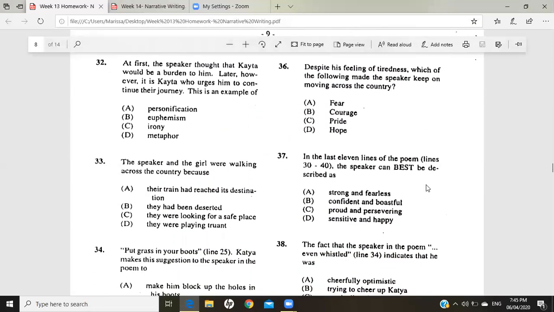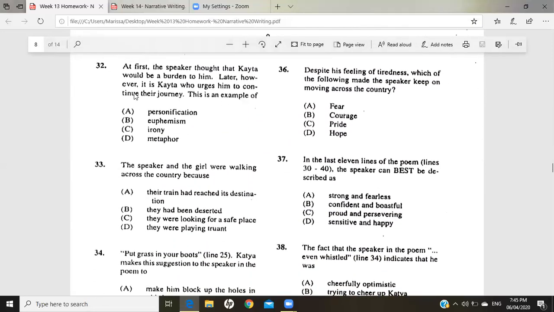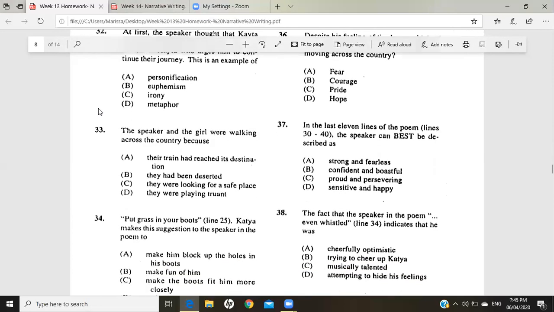32 says, at first the speaker thought that Cater would be a burden to him. Later, however, it is Cater who urges him to continue their journey. This is an example of irony. Yes, it's C, irony, because the situation turned out differently than expected, which is exactly what irony is.